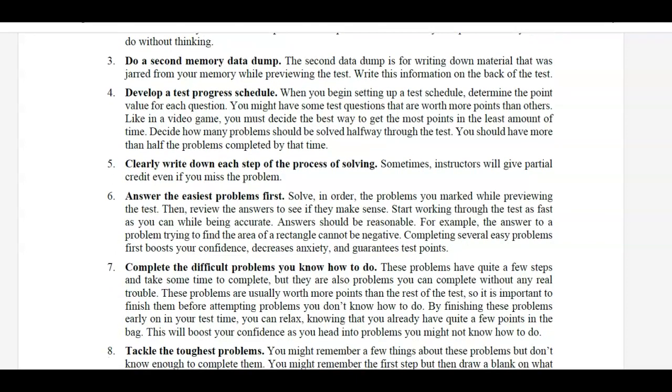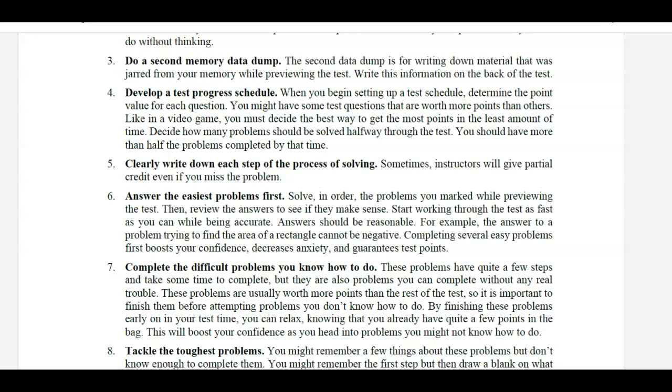Develop a test progress schedule. When you begin setting up a test schedule, determine the point values for each question. You might have some questions that are worth more points than others. Like a video game, you must decide the best way to get the most points in the least amount of time. Decide how many problems should be solved by halfway through the test. You should have more than half of the problems completed by that time.